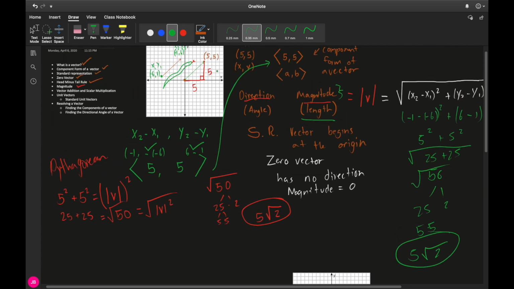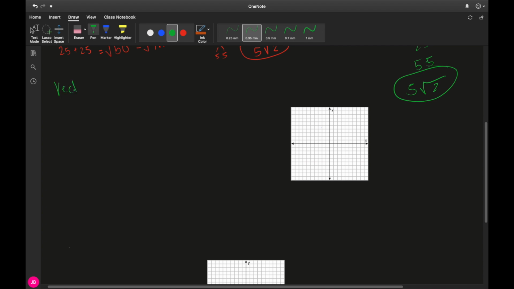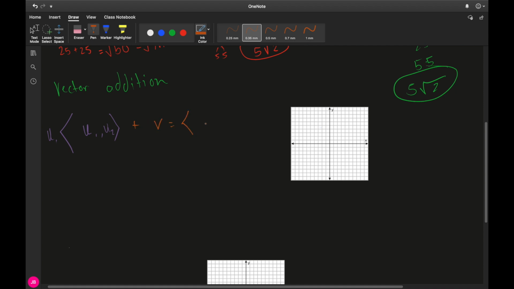Let's talk about vector addition and scalar multiplication. So vector addition. Let's say we have two vectors. We're going to call this vector u, and it's going to be u1 comma u2. And we want to go ahead and add it to vector v, which is v1 comma v2.